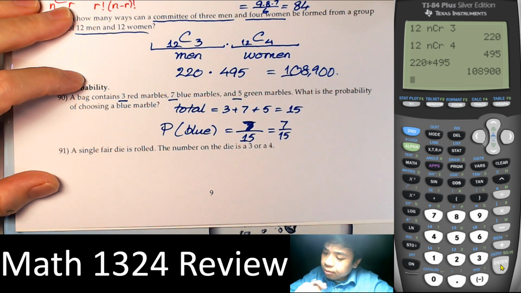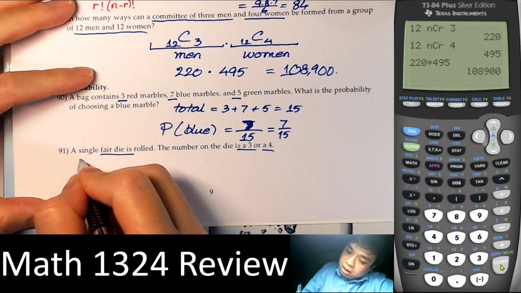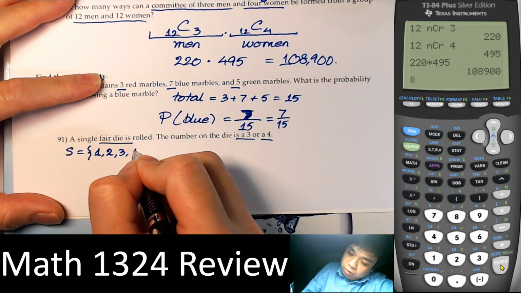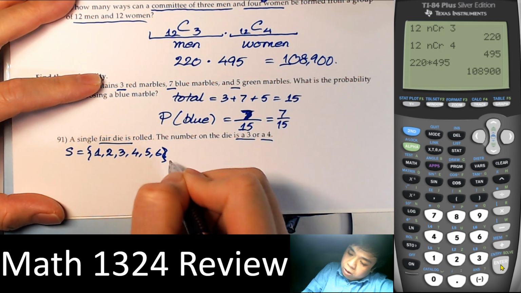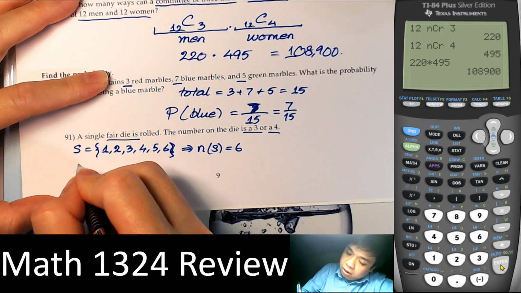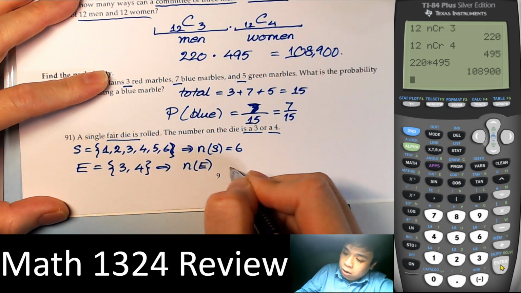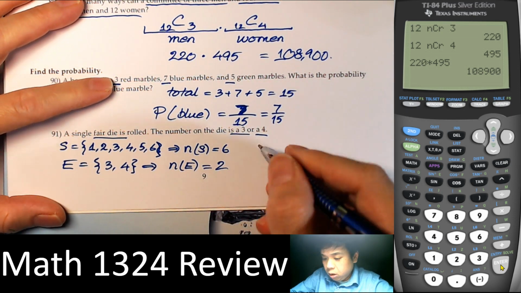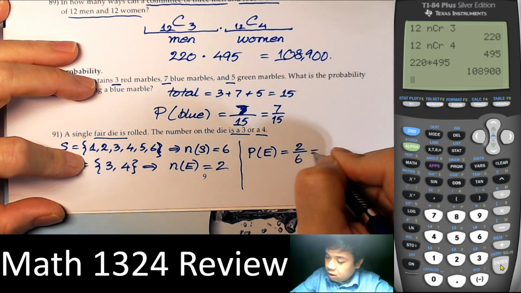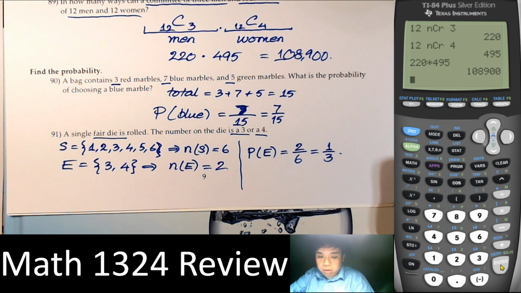Right. A single fair die is rolled, what is the probability the number is 3 or 4? So a die has 6 possibilities. I'm going to list the outcomes in the sample space: 1, 2, 3, 4, 5, 6. So there are 6 of them, and in this event we only have 3 or 4, and there are 2 of those. So the probability of getting event E, 3 or 4, is 2 out of 6, or 1 out of 3. That's what we have.